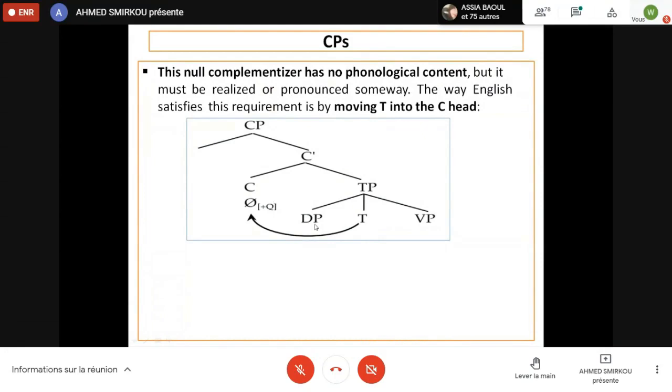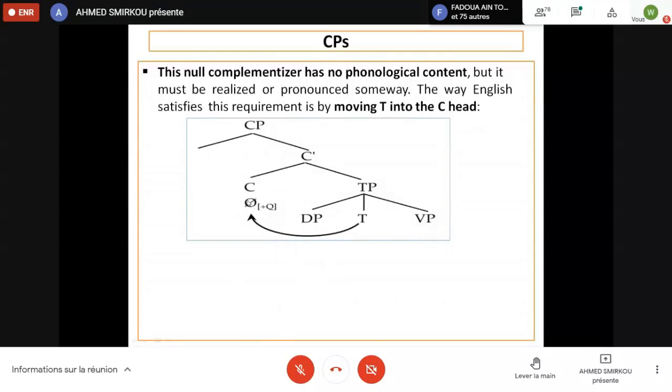Okay, this T to C, we move it here in questions. For example, suppose that we have the question, will you travel? We don't draw the tree as a question, but as we have it in the deep structure, and it should be like the DP here, you, and the T will, and the VP travel. You will travel. However, this is plus Q feature, it must be spelled out, it must be pronounced. So we move T to C, which means we move will to C, and it becomes will you travel. Now it's a question.